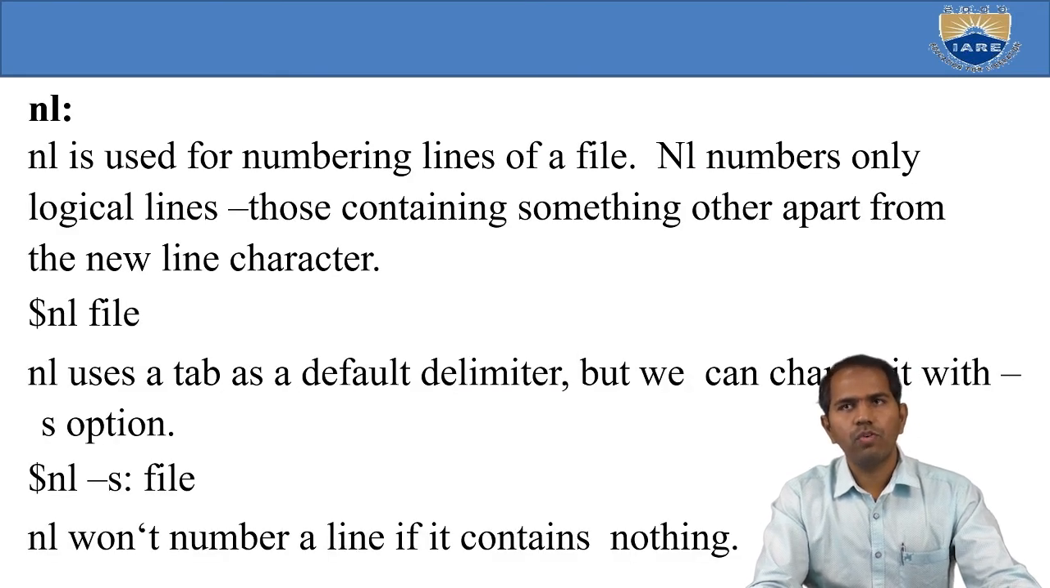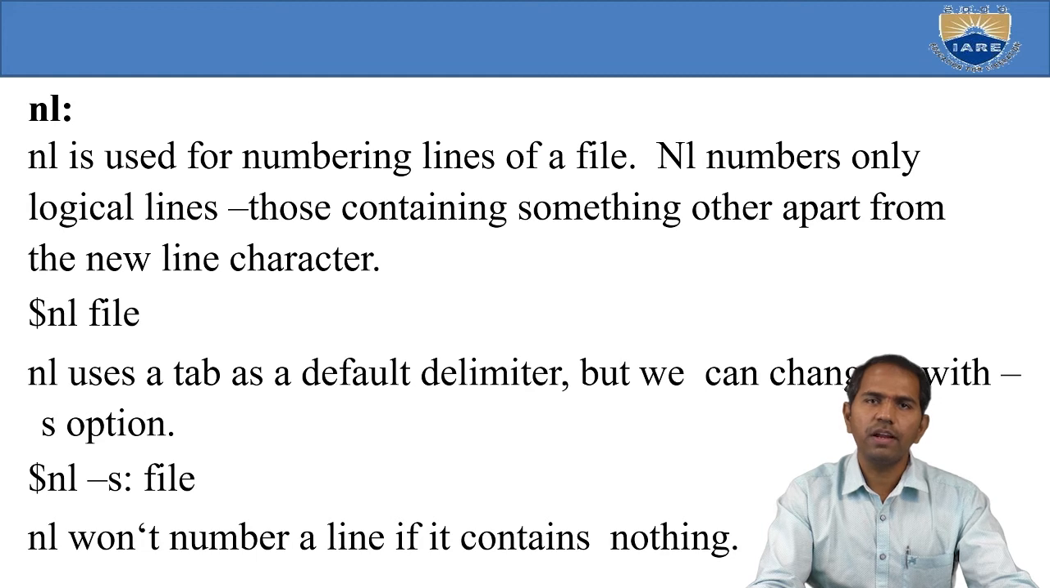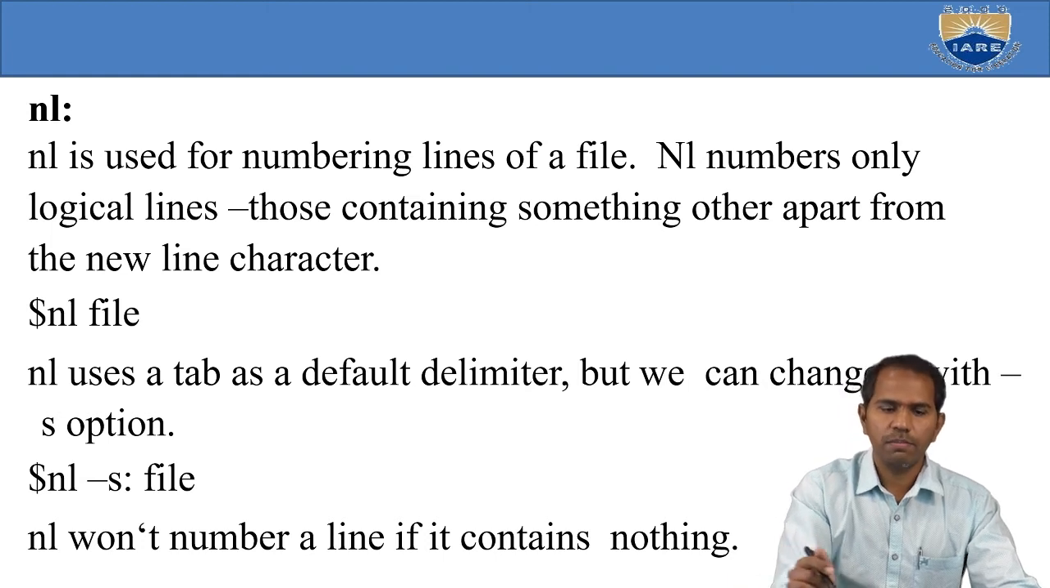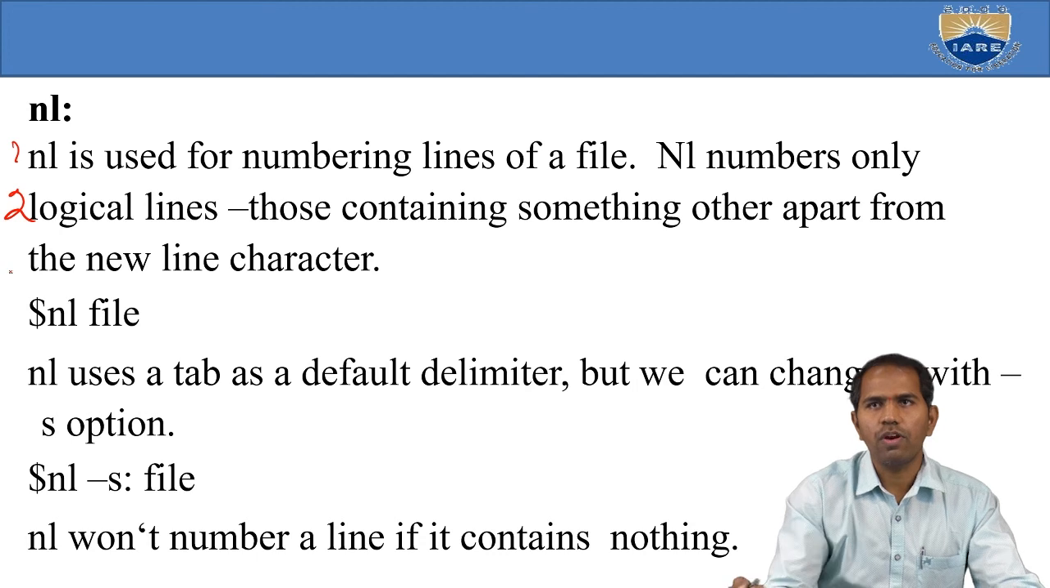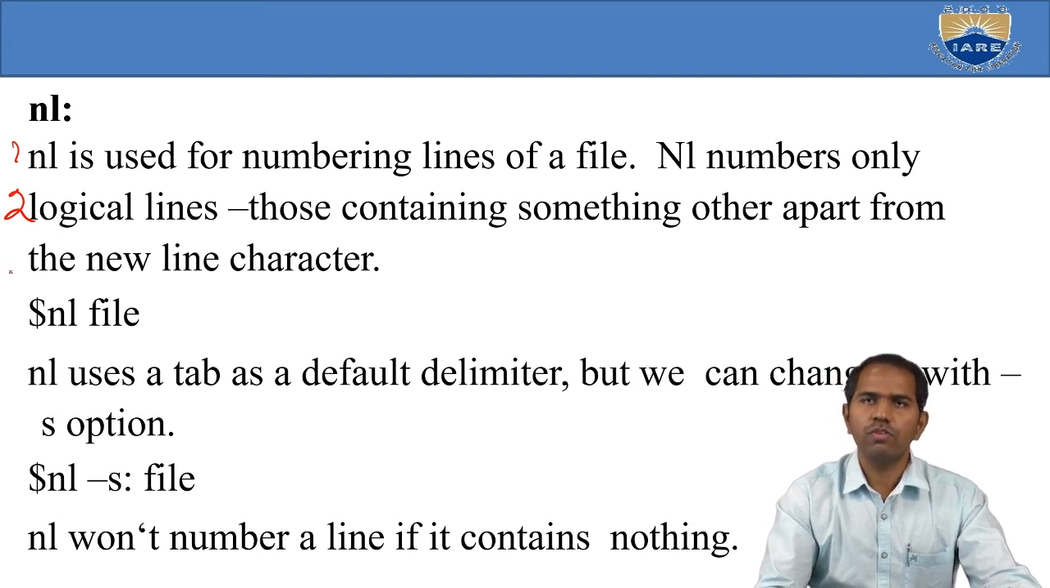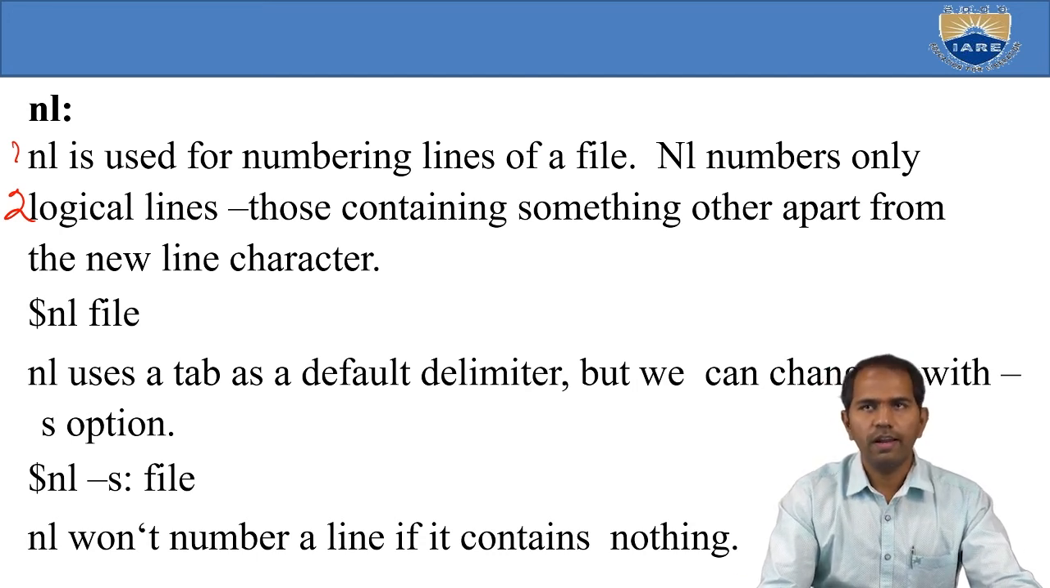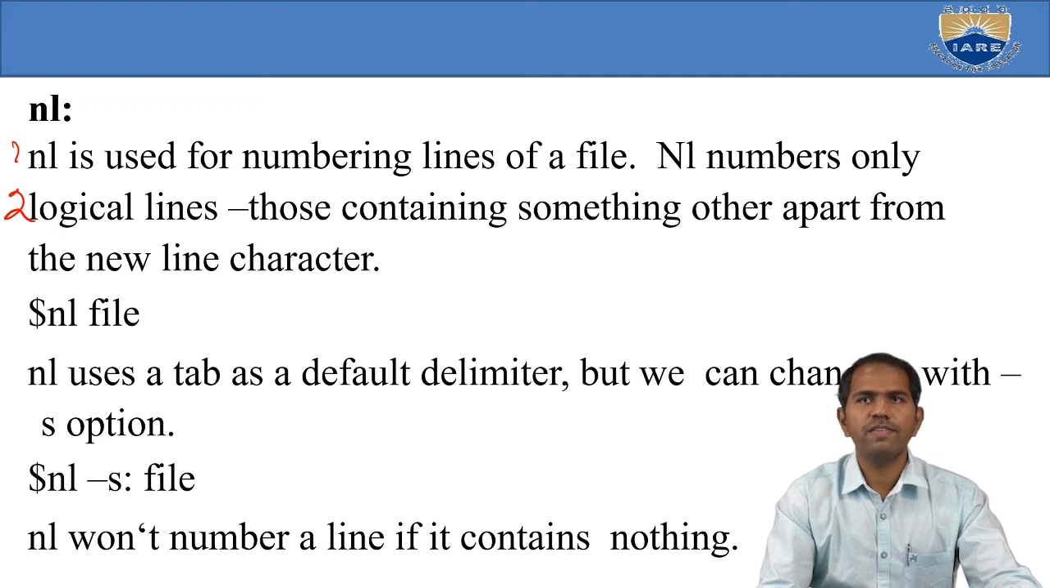nl. So nl is simply giving the numbering of lines of a file. I want to number the lines. For example, here the first one is 1, second one is 2, third one is 3, 4, like that. I want to give the numbering. So use the command nl. nl is numbering the lines of a file.